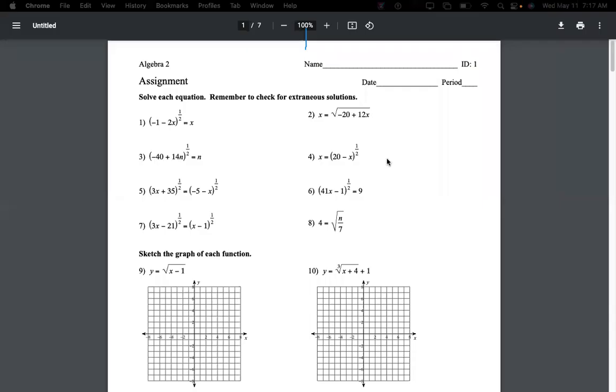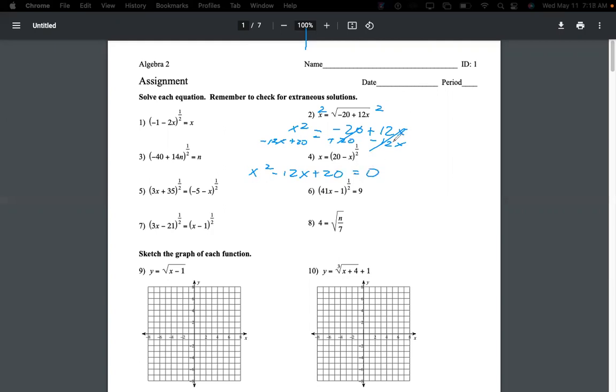Okay, so looking at number 2. Again, we're going to square both sides. So that's going to give us x squared equals negative 20 plus 12x. We're going to move everything to one side. So we're going to subtract this 12x, and we're going to add 20. So this will be x squared minus 12x plus 20 equals 0.